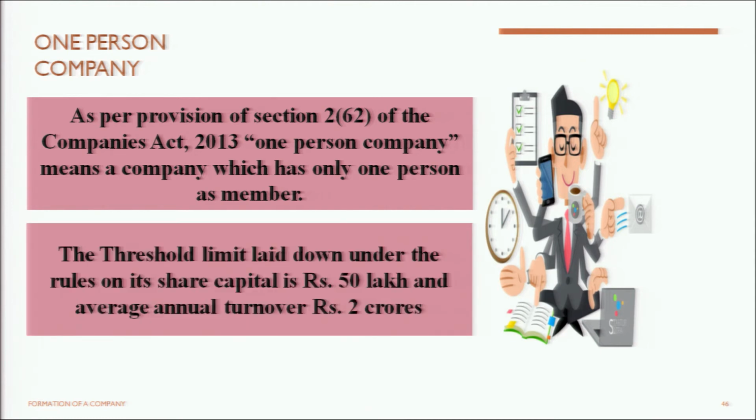The threshold limit which has been laid for the one-person companies on its share capital is rupees 50 lakhs and on its average annual turnover rupees 2 crores. So a company which has a paid up share capital of more than rupees 50 lakhs or average annual turnover of rupees 2 crores may not fall within the purview of section 2 subsection 62 of the Act. Now let us discuss some of the striking characteristics of one-person company.